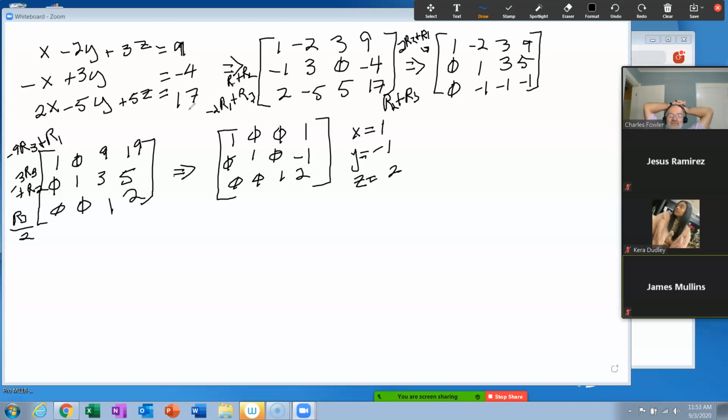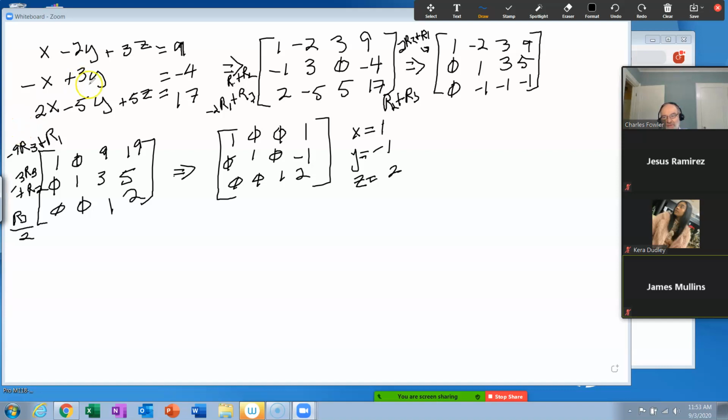Gauss-Jordan elimination just takes a couple more steps in your row reduction to do what we call reduced row echelon form. What that gives you is leading ones down here, and every leading one has zeros above and below, so you can just read off the value. x equals that, y equals that, z equals that. No back substitution involved at all, which is sort of nice.